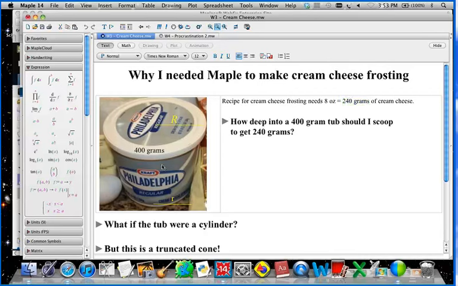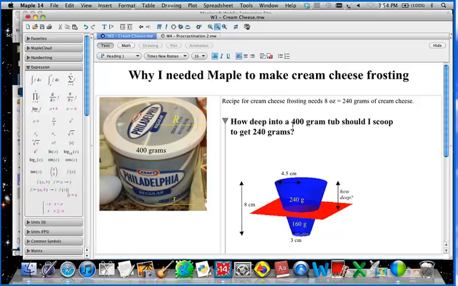Well, we got the tub of cream cheese out, and I didn't have a kitchen scale. So I had to think, how am I going to get out 240 grams? I could take an educated guess, but as a mathematician, that just doesn't satisfy me. So the question is, how deep into a 400 gram tub do you need to scoop to get 240 grams if the whole thing is 400?